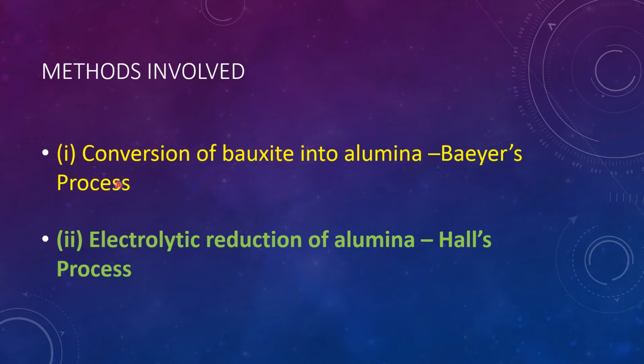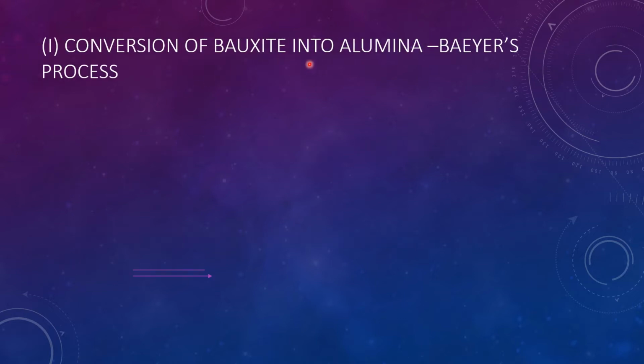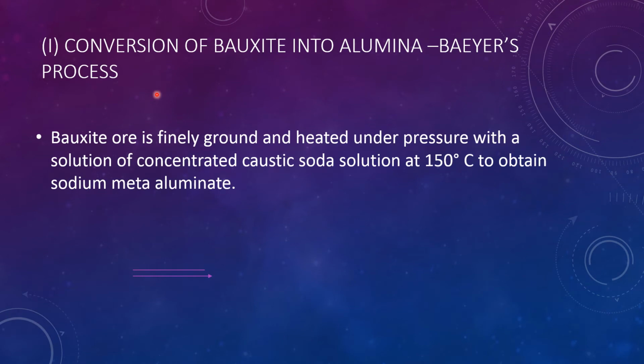The conversion of bauxite into alumina by the Bayer process is a simple process involving the following steps. First, bauxite ore is finely ground and heated under pressure with a concentrated caustic soda solution at 150 degrees centigrade to obtain sodium meta-aluminate.